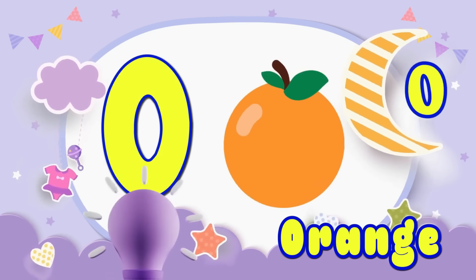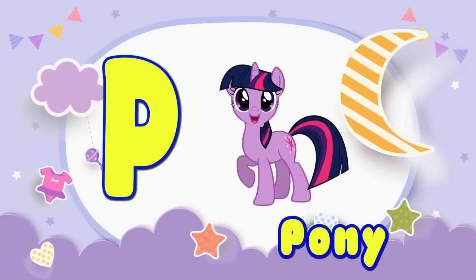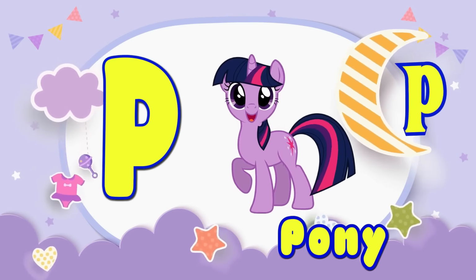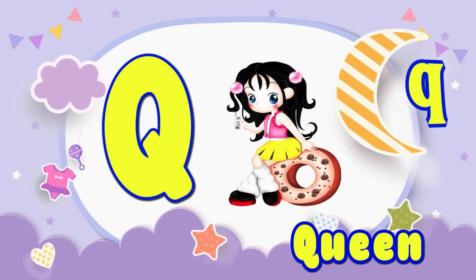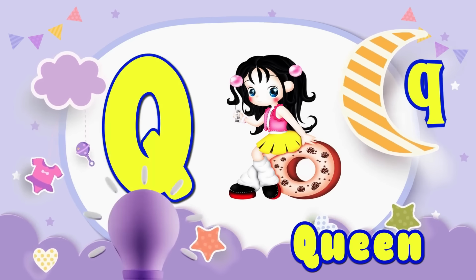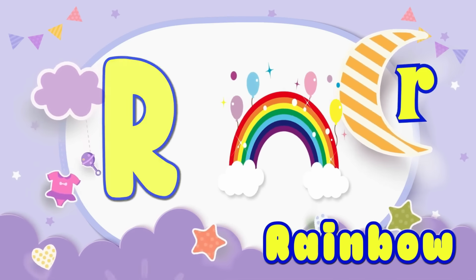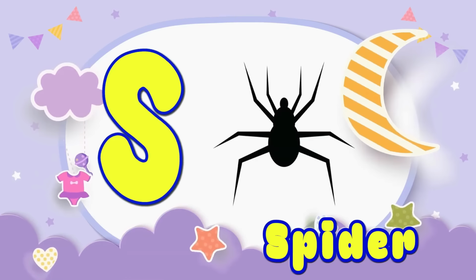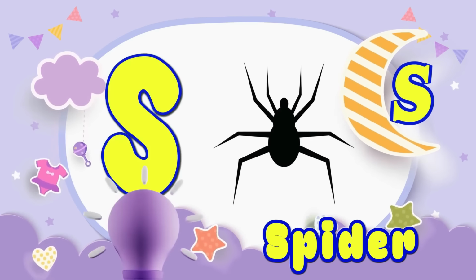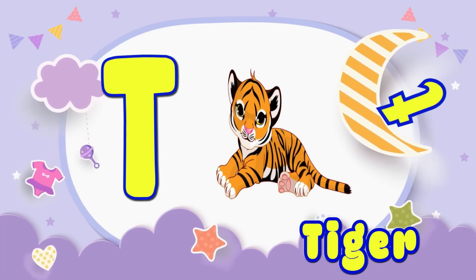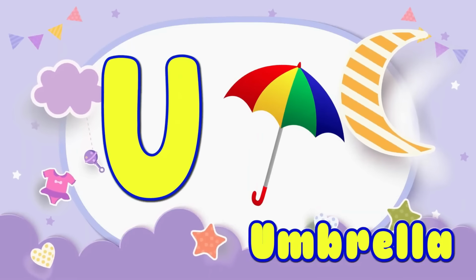O, orange. P is for pony. P, p, pony. Q is for queen. Q, q, queen. R is for rainbow. R, r, rainbow. S is for spider. S, s, spider. T is for tiger. T, t, tiger.